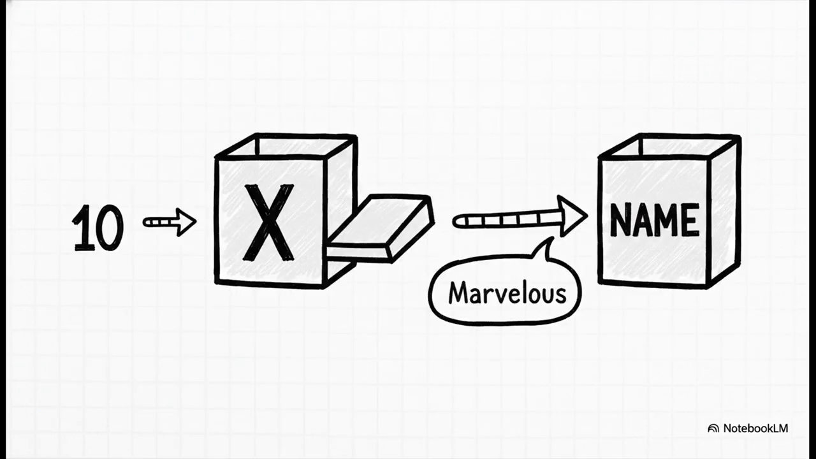And this is exactly what it looks like in practice. It's super simple. We take a value, like the number 10, and we use that equals sign to assign it to a container we've decided to call X. Or we can take some text, like the word marvelous, and store it in a box labeled name. That equals sign is the key. It's the action of putting the value into our named box. From now on, whenever our code sees X, it knows we're talking about the number 10.